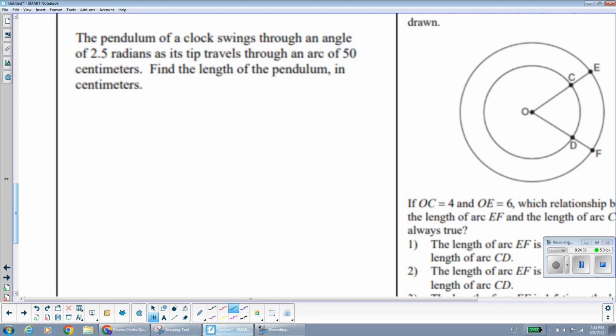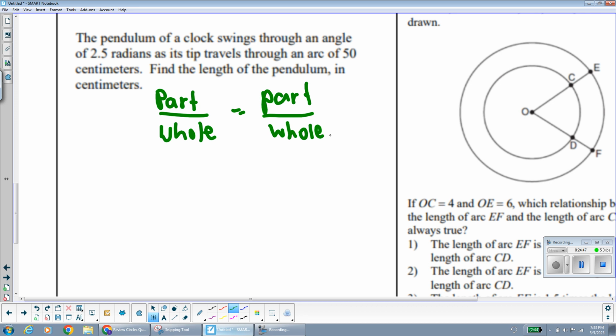So for arc length, you have two options. You can use our part over whole equals part over whole formula. Remember that one side is about the arc lengths. One side is going to be about the central angle measurements.